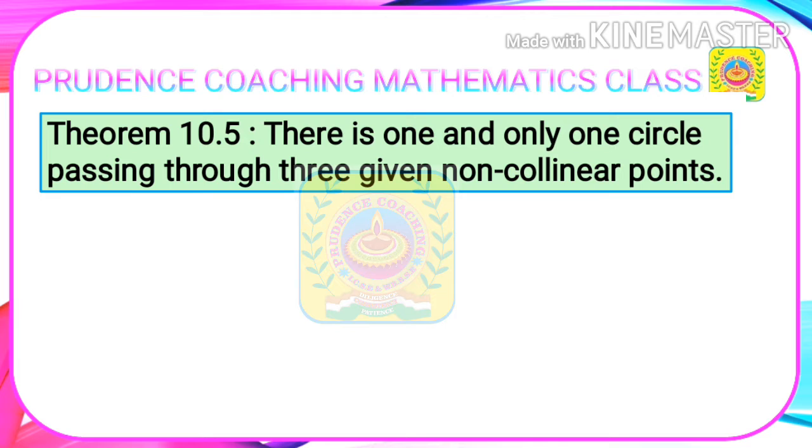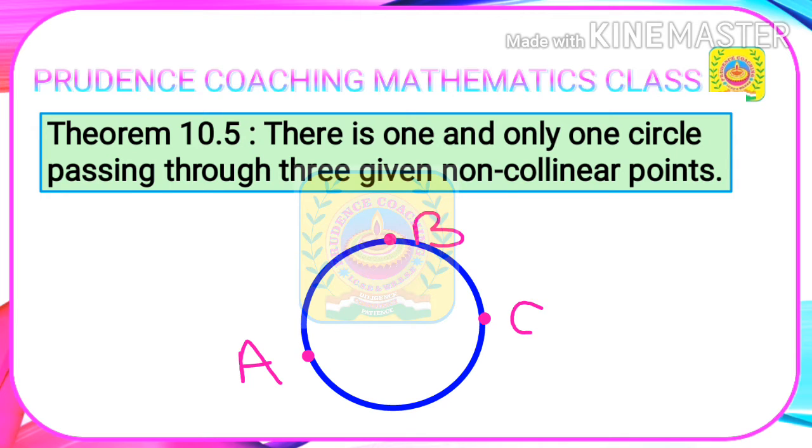Now let us move on to the next theorem, that is, there is only one circle passing through three given non-collinear points. Non-collinear points means if we draw a straight line, that line will not pass through these points at the same time. Let us understand this with the help of an example. If A, B, C are non-collinear points, then we can draw only one circle which will pass through these three points.